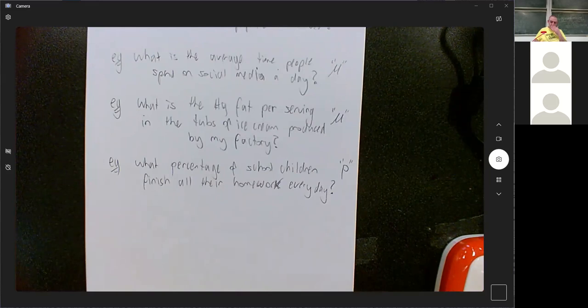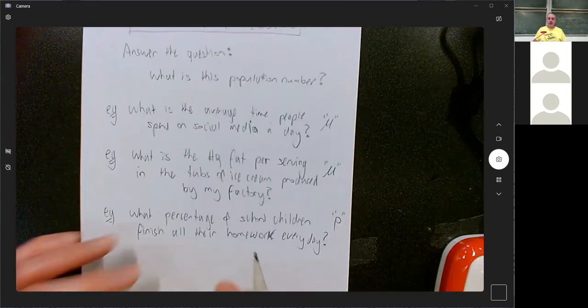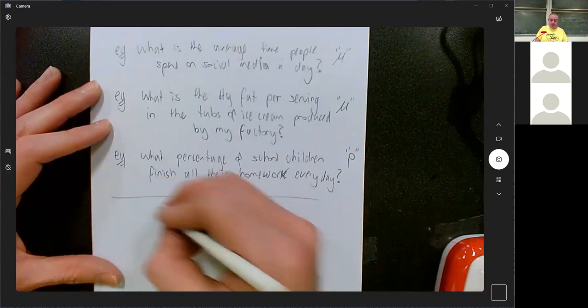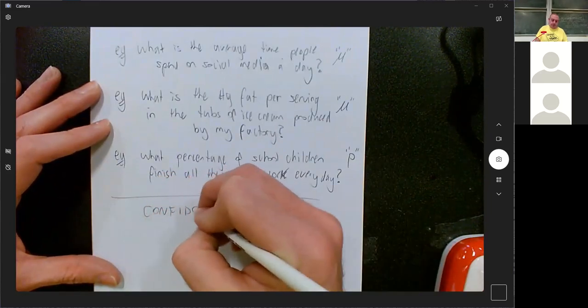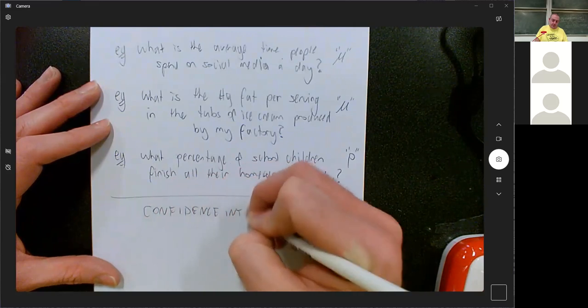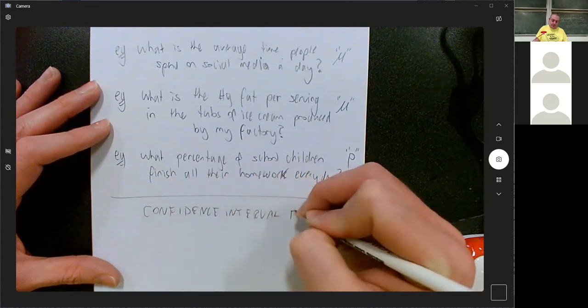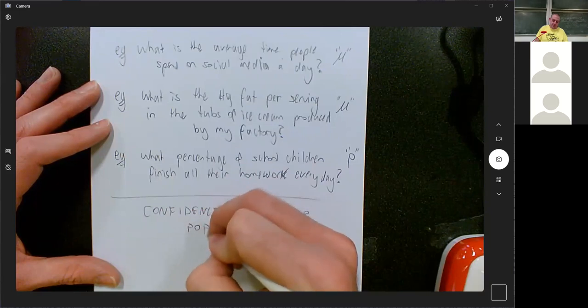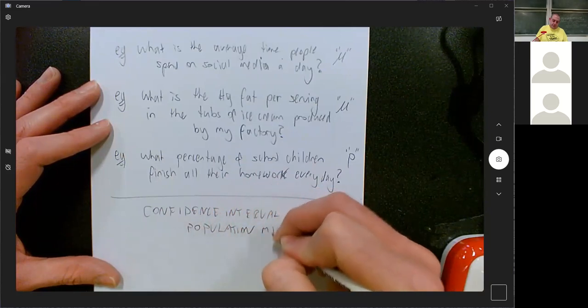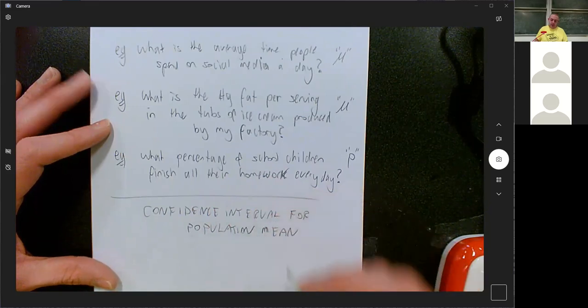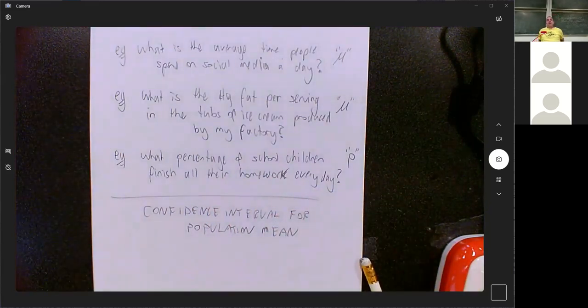Okay, so to calculate a confidence interval for a population mean, you're going to have to collect some data and calculate a sample mean. And if you're very lucky, you won't have to use the sample standard deviation, and you can use the known population standard deviation, which is extremely rare in real life.